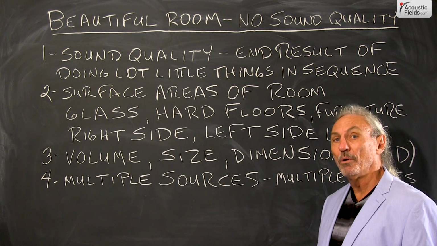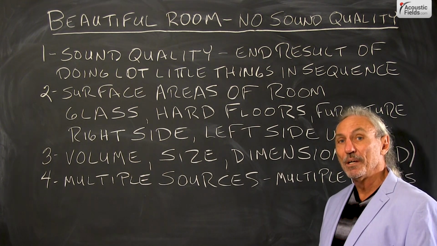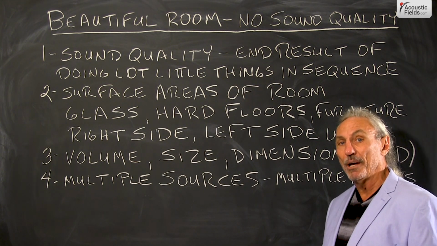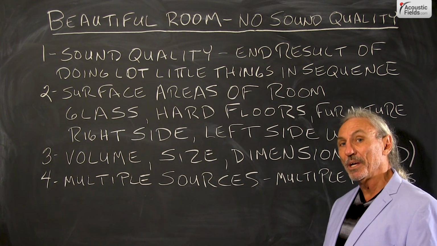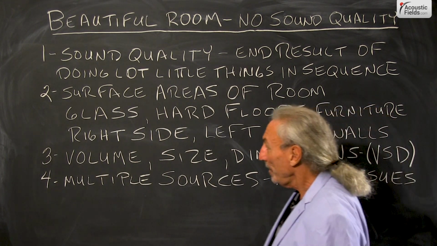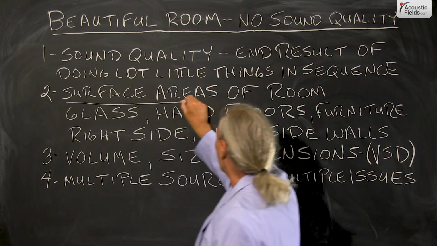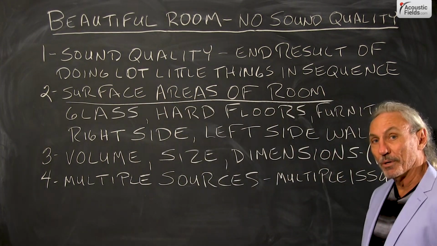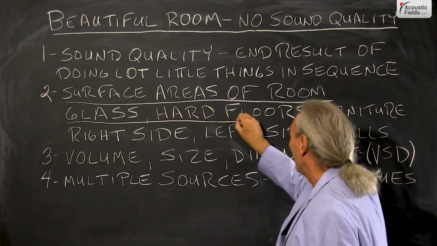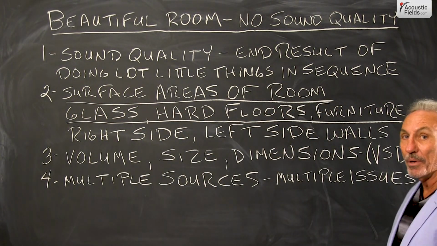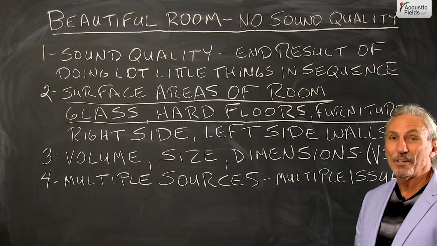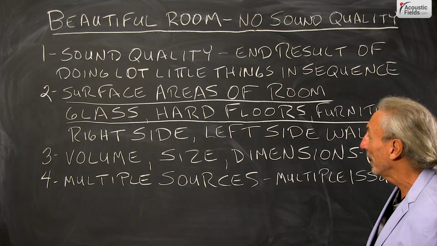We have to look at all the little things, because sound strikes all surfaces, and the end result of sound striking all surfaces means that we get a coloration from those individual surfaces. So the surface areas of the room are very, very critical. And in this photo that we showed you, you see we have a lot of glass, we have a lot of hard floors. Looks nice, but not conducive for acoustics, okay?